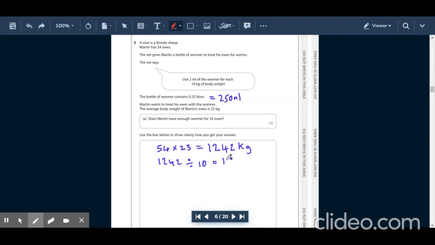It's going to give me 124.2. And for each of these, he needs 2 milliliters. So 124.2 times 2 milliliters is going to give me 248.4 milliliters. So that's the amount he needs. He's got 250 milliliters. So does he have enough? Yes.